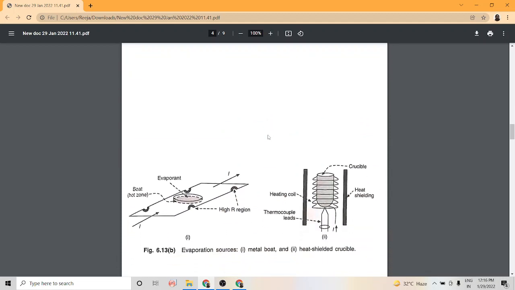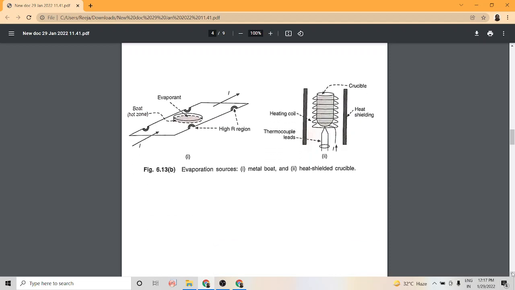Now in the thermal evaporation process, we use what are called evaporation sources. Evaporation sources are either in the form of metal boats or crucibles, inside which the material to be evaporated is taken. So such metal boats or crucibles are used in the thermal evaporation technique.